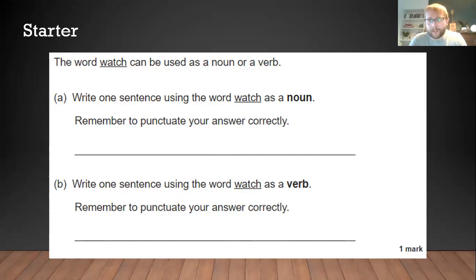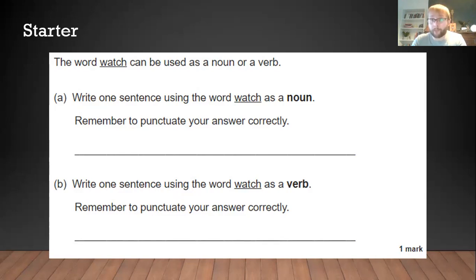So what I'd like you to do is have a go at completing this question. All it is asking you to do, nice and simple, is use the word watch as a noun in a sentence. Remember, the whole sentence has to be punctuated perfectly, otherwise you won't get the mark. Even if you've used watch as a noun, if your sentence isn't punctuated properly, you don't get the mark. And then it wants you to use watch as a verb.